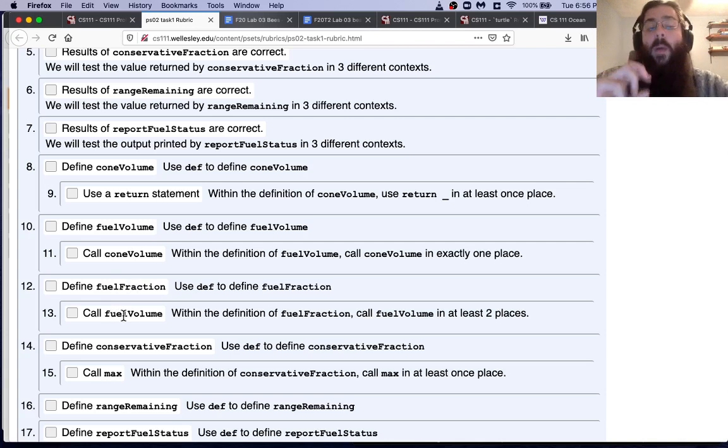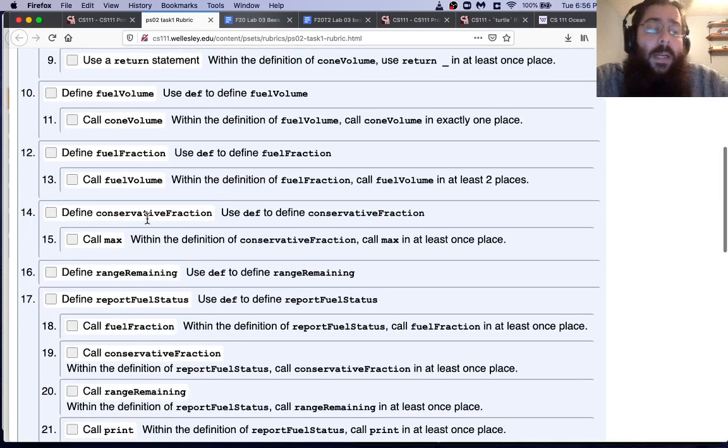So we're setting up these requirements that the different functions usually each call the previous function, or one of the previous functions, to do some of their work, instead of copy-pasting that code or other ways that you could do it. All right, next core goal, you have to define the conservative fraction function. And our goal for that one is within that function, you must call the max built-in function, at least once.